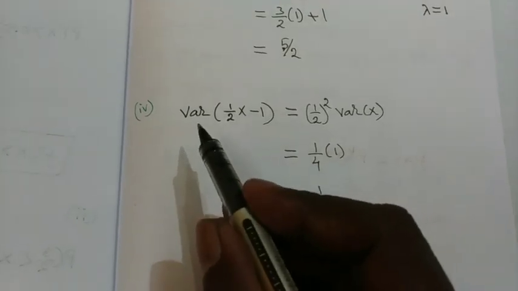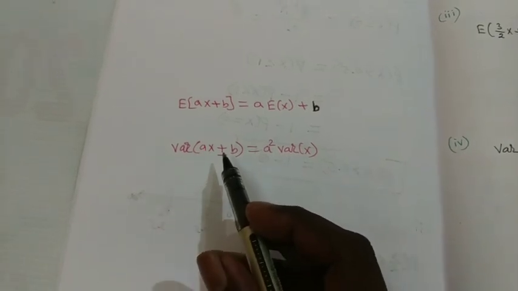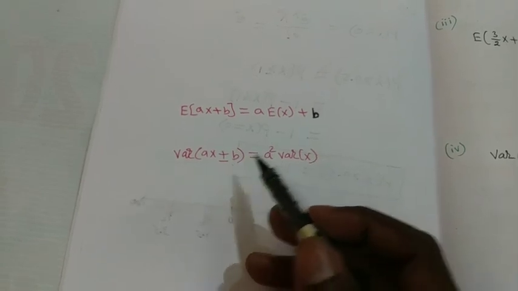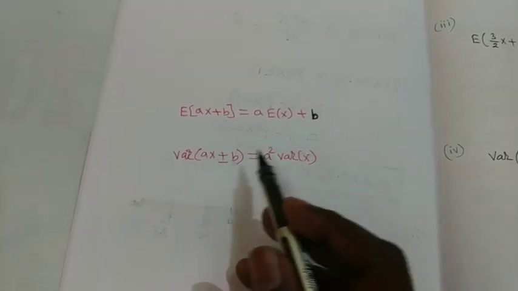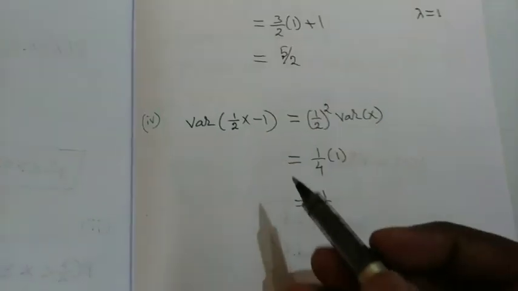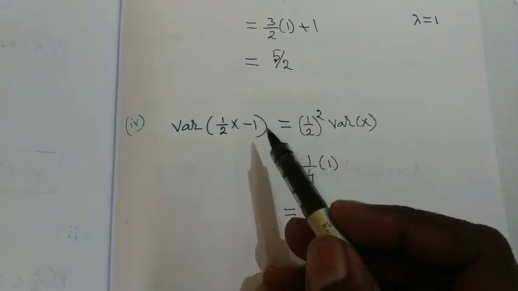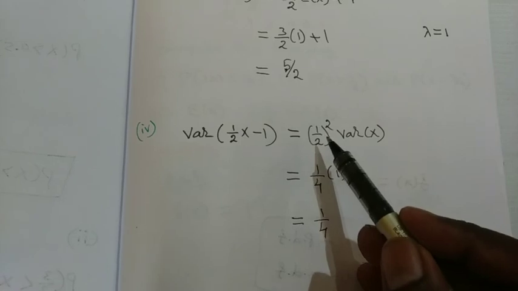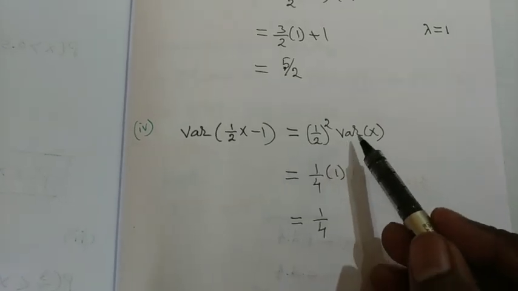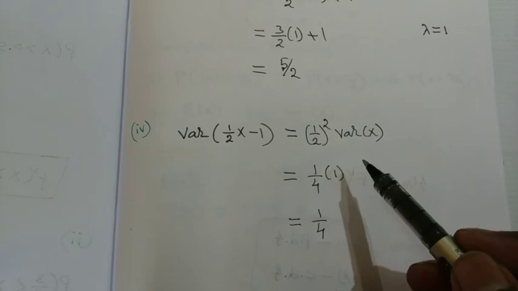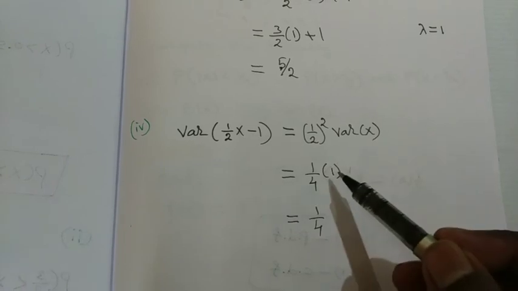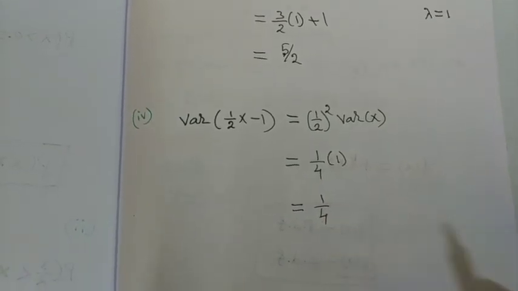Next we want to find the variance of 1 by 2 x minus 1. The formula is variance of ax plus or minus b equal to a square variance of x. The constant becomes 0, so for the coefficient of x you write a square variance of x. Using the same formula, here a is 1 by 2, so a square variance of x. 1 by 2 the whole square is 1 by 4. For the Poisson distribution, mean and variance are equal to lambda, and lambda is 1, so the variance is also 1. So 1 by 4 into 1 is 1 by 4. The answer is 1 by 4.